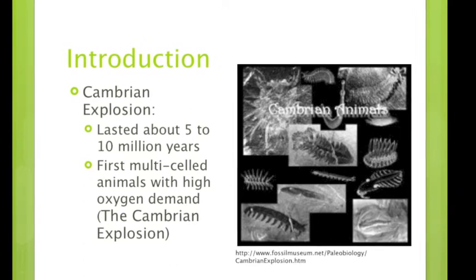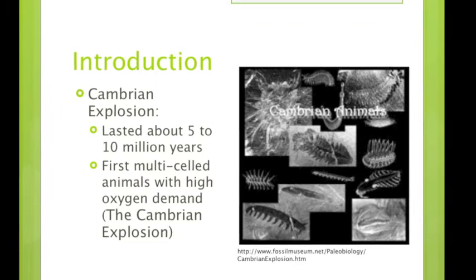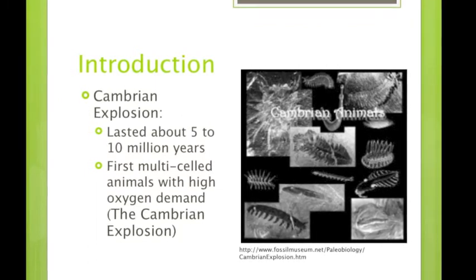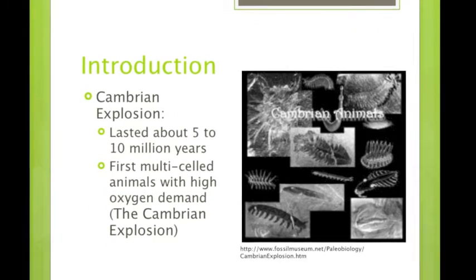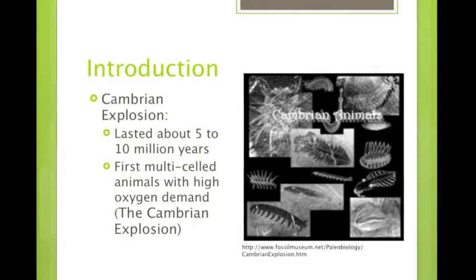We also know about the theory of the Cambrian explosion. This is when, over a short time of about 5 to 10 million years, a huge number of multi-celled animals with high oxygen demand appeared. This burst of animal forms led to most of the major animal groups that we know today. This proves that the Earth must have evolved to allow for this phenomenon to occur. Next is Stu to talk about the proof of this occurrence.